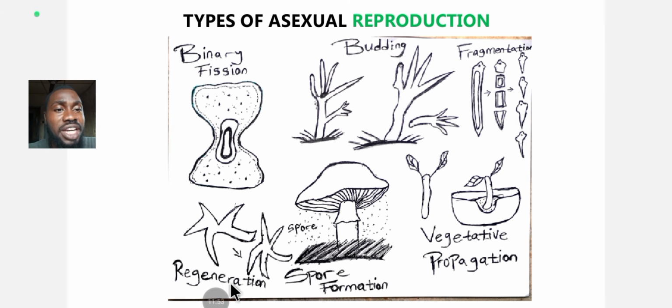The next here is regeneration. The organisms that normally undergo regeneration are the echinodermata, okay? Starfish, they regenerate. Regeneration of a new organism from the old organism. The next we have here is spore formation.